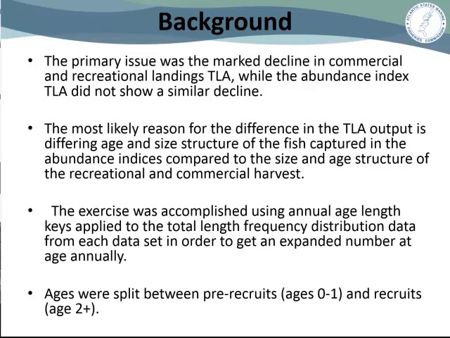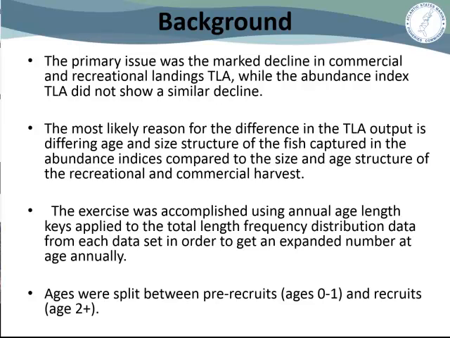Okay, just to cover real quick the age-partitioned analysis, looking at this traffic light in a different way. Again, the main issue is the decline in the commercial and recreational landings versus what we're seeing in the abundance indices. Most likely the reason is differing size and age classes of fish captured in the different surveys, as well as what's seen in the fishery. We did this using annual age-length keys applied to the total length frequency distribution data from each data set to get expanded numbers at age annually. The example I'm showing you is just for croaker. We're doing the same thing for spot, but with the reduced age availability we have with spot, we're still teasing that one out.